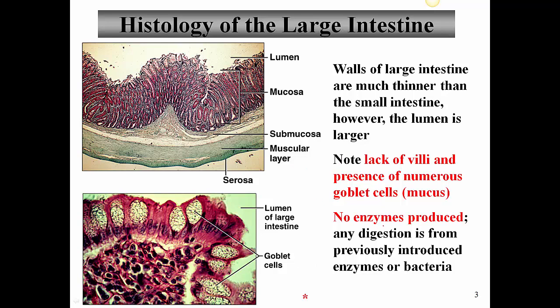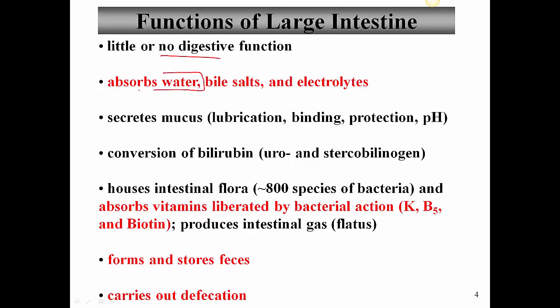Now, the large intestine does not produce any enzymes. Any enzymes that are present within the large intestine are basically leftovers from what are produced in the small intestine. So really, there's no digestion that takes place in the large intestine except just residual digestion from the presence of enzymes and material in there. The main function of the large intestine is right here, and that is the absorption of water.